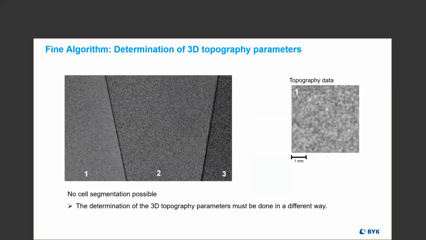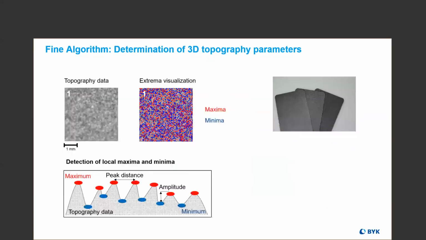So for fine textures like this, there aren't really defined cells like we see with the Leatherlike or the Coarse paint algorithms. So if we look at this image to the right, the 3D topography image, we see that the individual light and dark sections are much, much smaller. It's kind of chaotic. And so the whole watershed segmentation thing doesn't really work here. So we need to come up with a different way to analyze this topography.